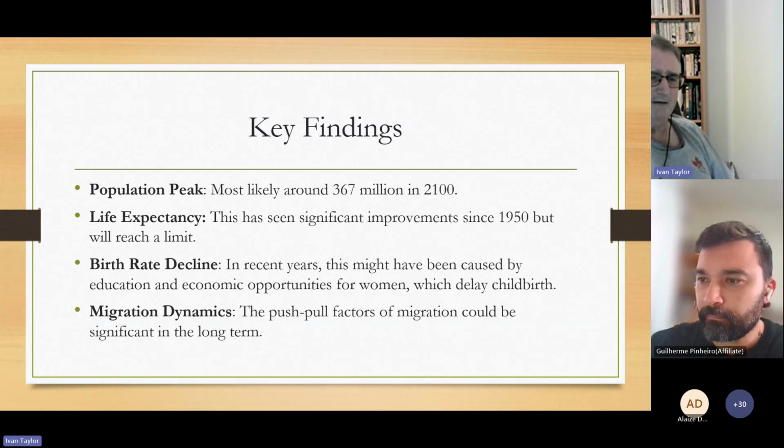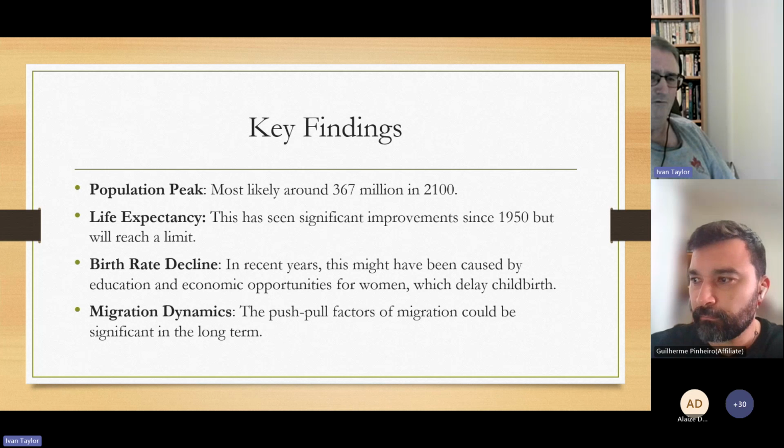Migration dynamics, definitely there's very strong push-pull factors of migration, and they could be significant in the long term. Right now, I'm not seeing that in the data, but maybe there will be significant changes in the migration patterns.